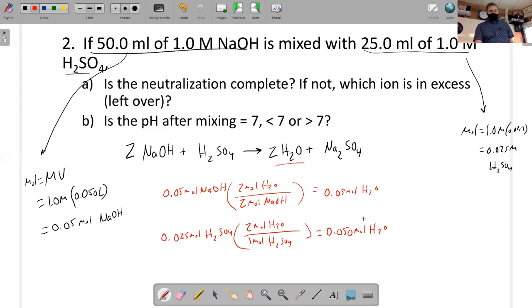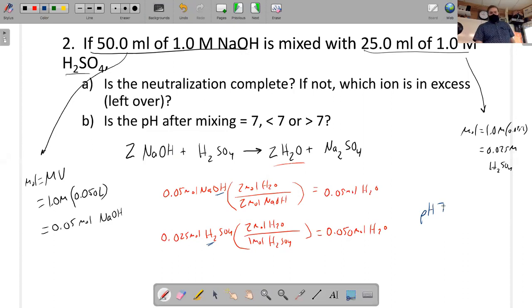We end up with a pH of 7. So there's no excess hydroxide and there's no excess hydrogen, because each of those quantities of sodium hydroxide and sulfuric acid make exactly the same amount of water. It ends up to be exactly a pH of 7.